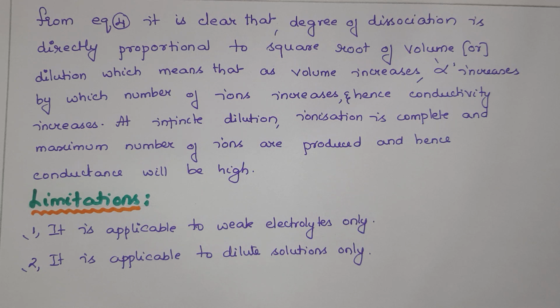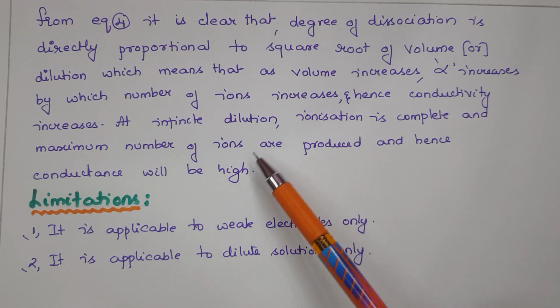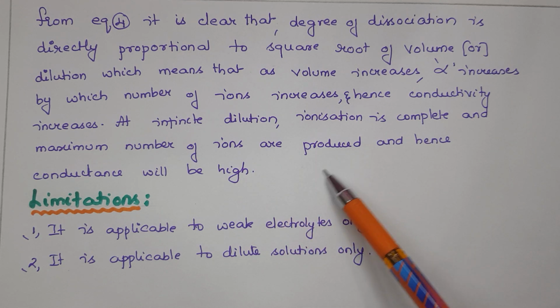Degree of dissociation is directly proportional to the square root of volume or dilution. What does it mean? It means that as volume increases, degree of dissociation increases. Always remember, degree of dissociation increasing means the number of ions will increase, and the number of ions increasing means conductivity will increase. Therefore, at maximum or infinite dilution, ionization is 100% complete and the number of ions produced will be maximum, and hence conductance will be high.